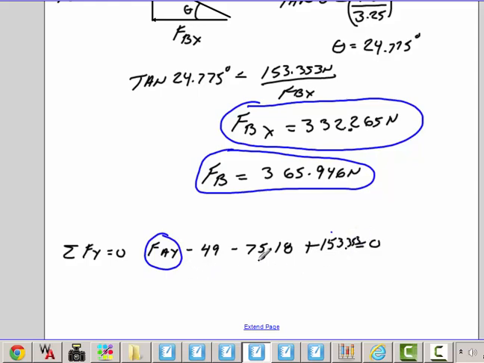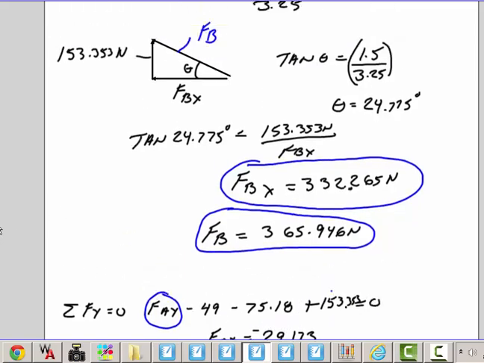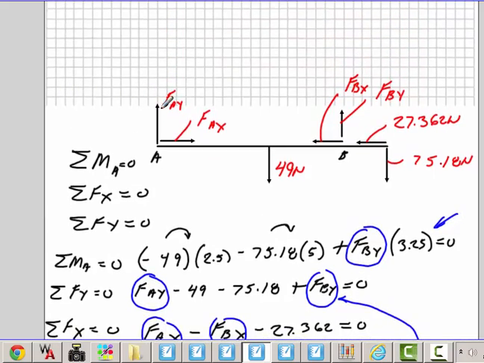Okay, so we will just solve for FAY, move everything to the other side, and you will find that FAY is equal to 29.173. However, do you notice here that when you move this other side, you get a negative here? What that negative means is actually that I have this going the wrong way. So all I have to do is take this and flip it, and it should be going back this way.